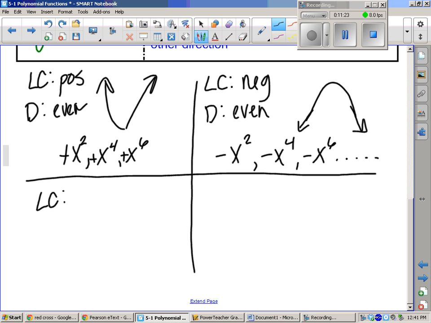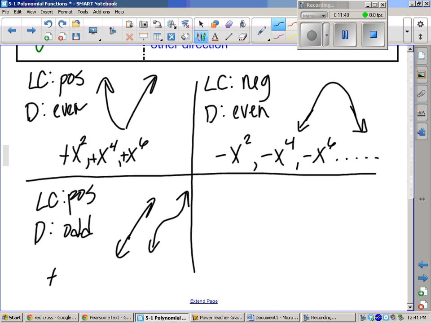How about if our leading coefficient was positive, but our degree was odd? Positive means ends up. Odd means does different things. So since one of them is up, the other is down. So think about your lines or our cubic graphs. Okay, so this will be something like positive x to the first, or positive x to the third, positive x to the fifth, etc.